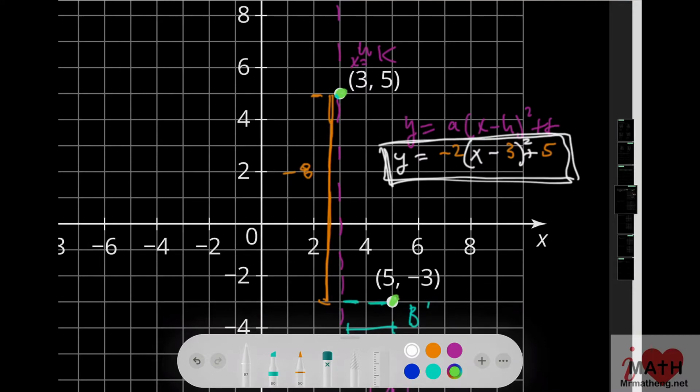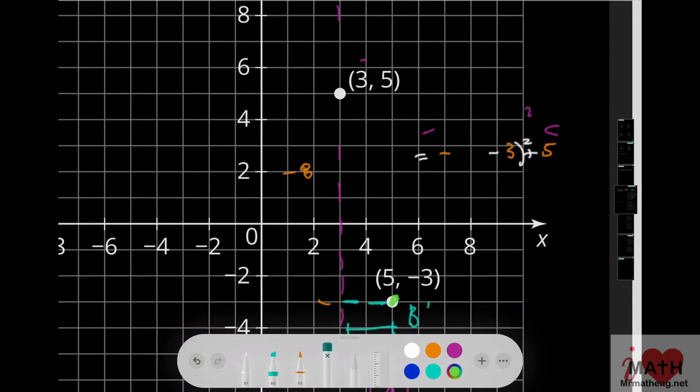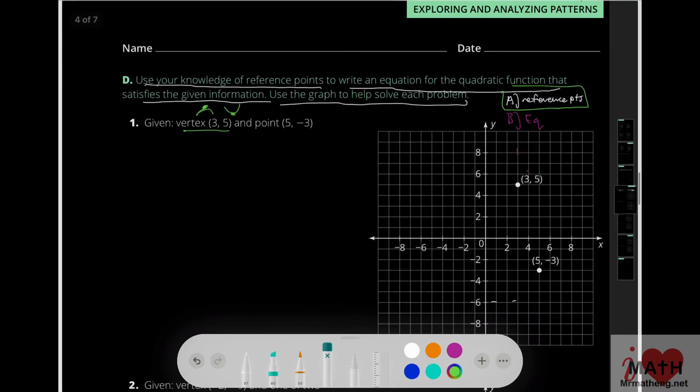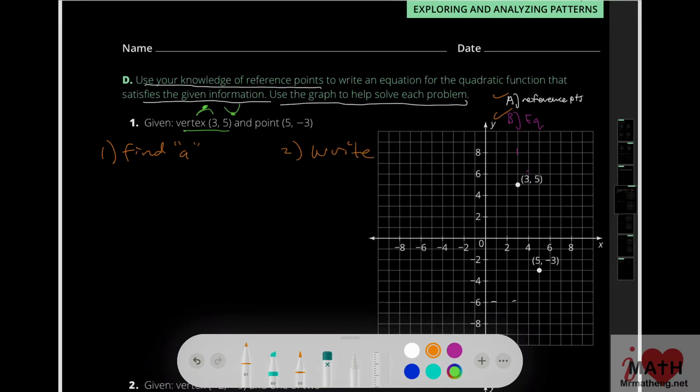Okay, now if you didn't understand reference points, let me erase all this. I'm just going to use the formula. That's my second way to explain this. Alright, here's the formula. We just showed you that first one. Let's show you now this by equation. To find the equation, I'm first going to find the A value, find A. And then the second thing we're going to do is write the equation, okay?